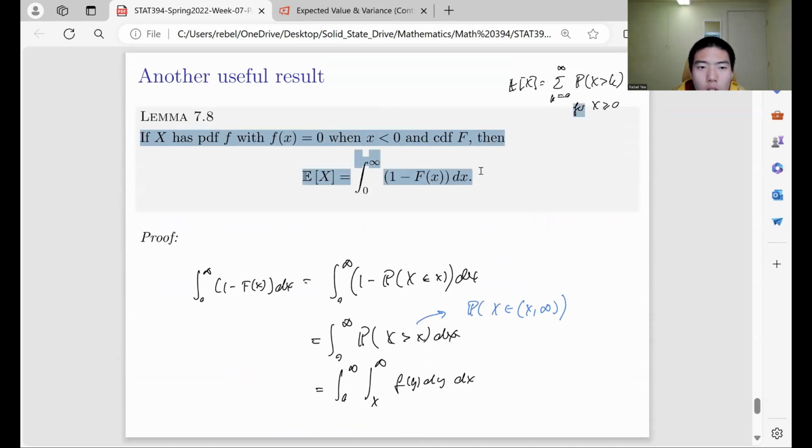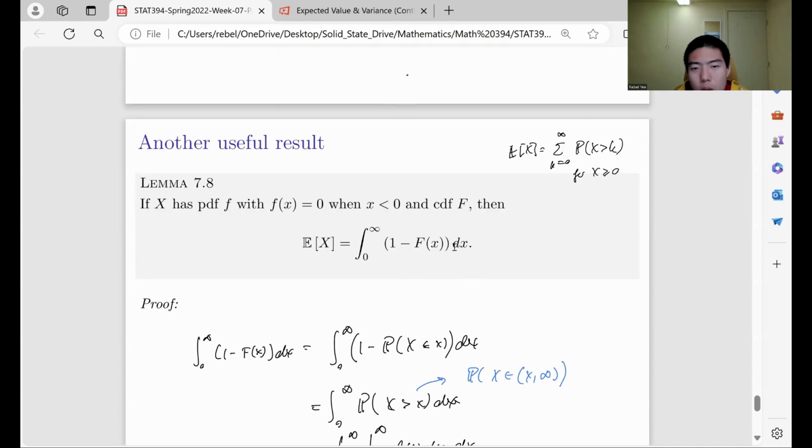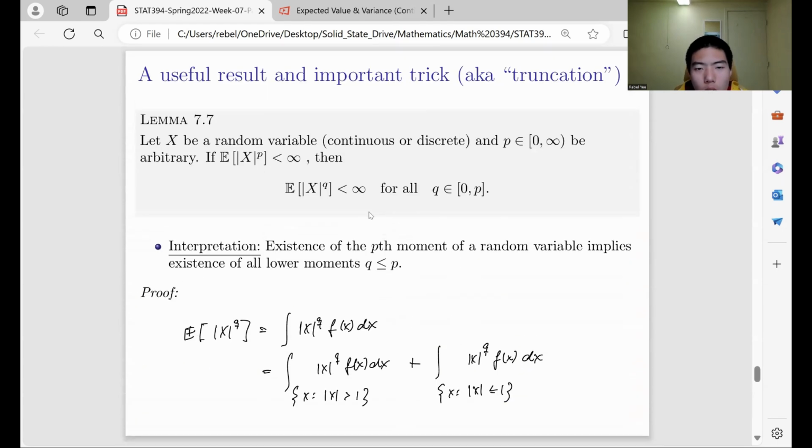This is a useful fact that helps us narrow down the domain. If f_X is always 0 when x is smaller than 0, we can make it easier to compute its expected value by using the CDF. And this useful fact helps us check the assumption for whether we can actually compute the expectation. If so, just use the power series ordering.